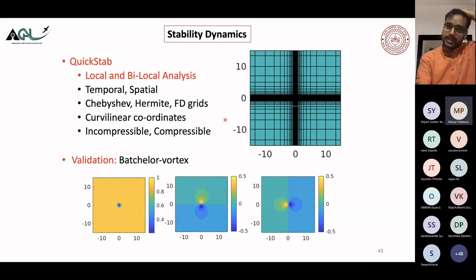So this is how my grid will look like. If you have a vortex, one vortex here, put a vortex there, make a grid like this. Very fine close to the vortex, and coarse away from the vortex. And then you have different ways of doing this analysis. So I have developed a code which is called PeakStab. It can do different kinds of analysis: temporal analysis, spatial analysis, different kinds of grids you can use. The flow can be incompressible or compressible. So there are different ways you can do that.